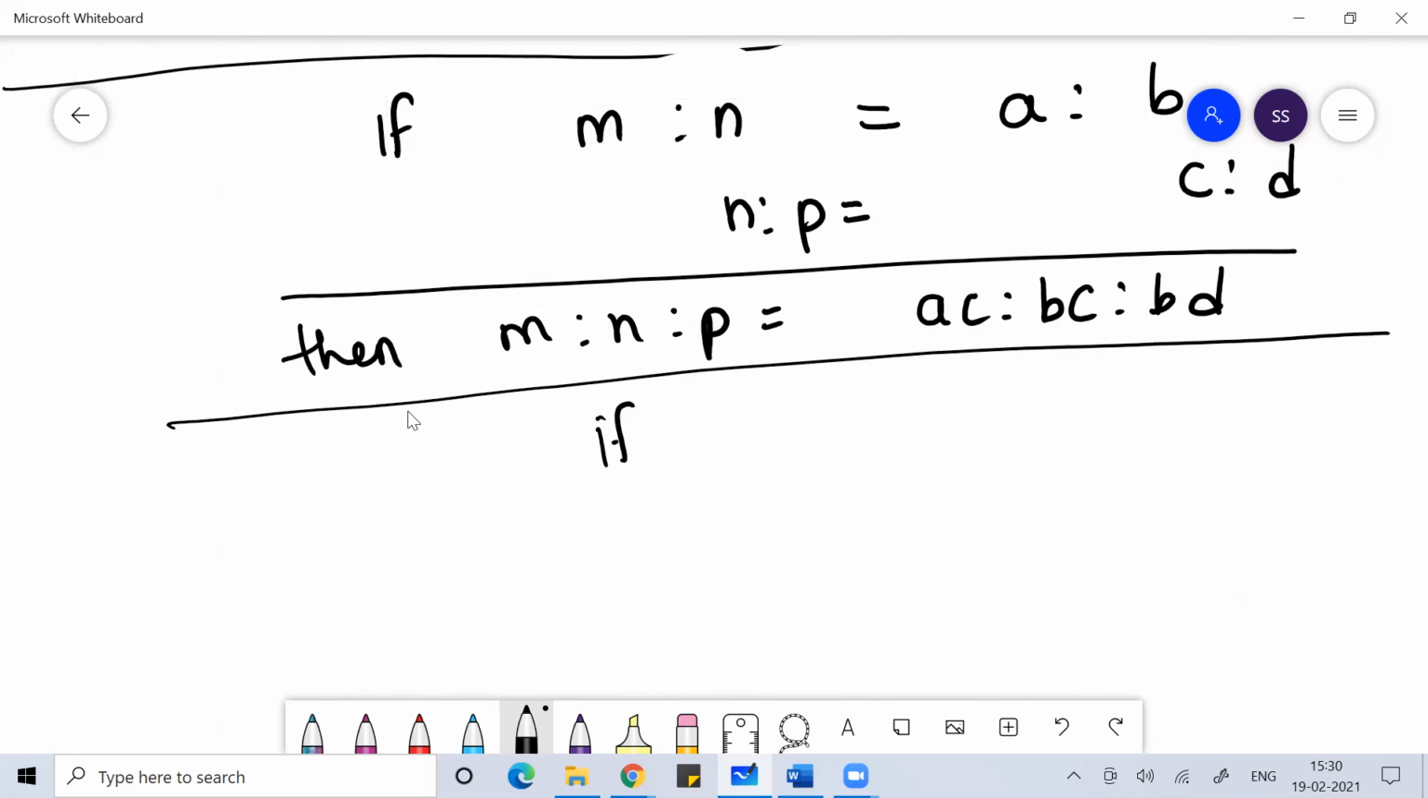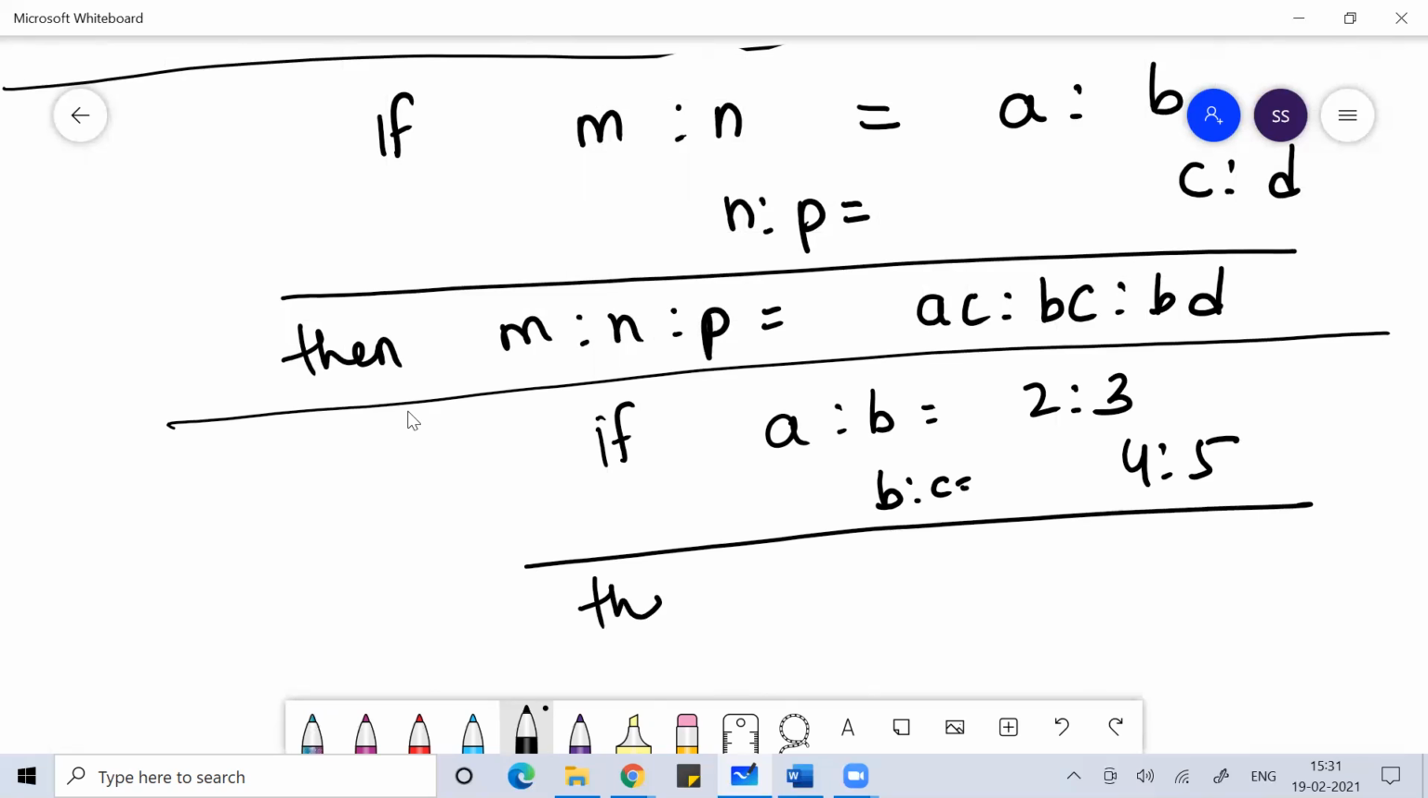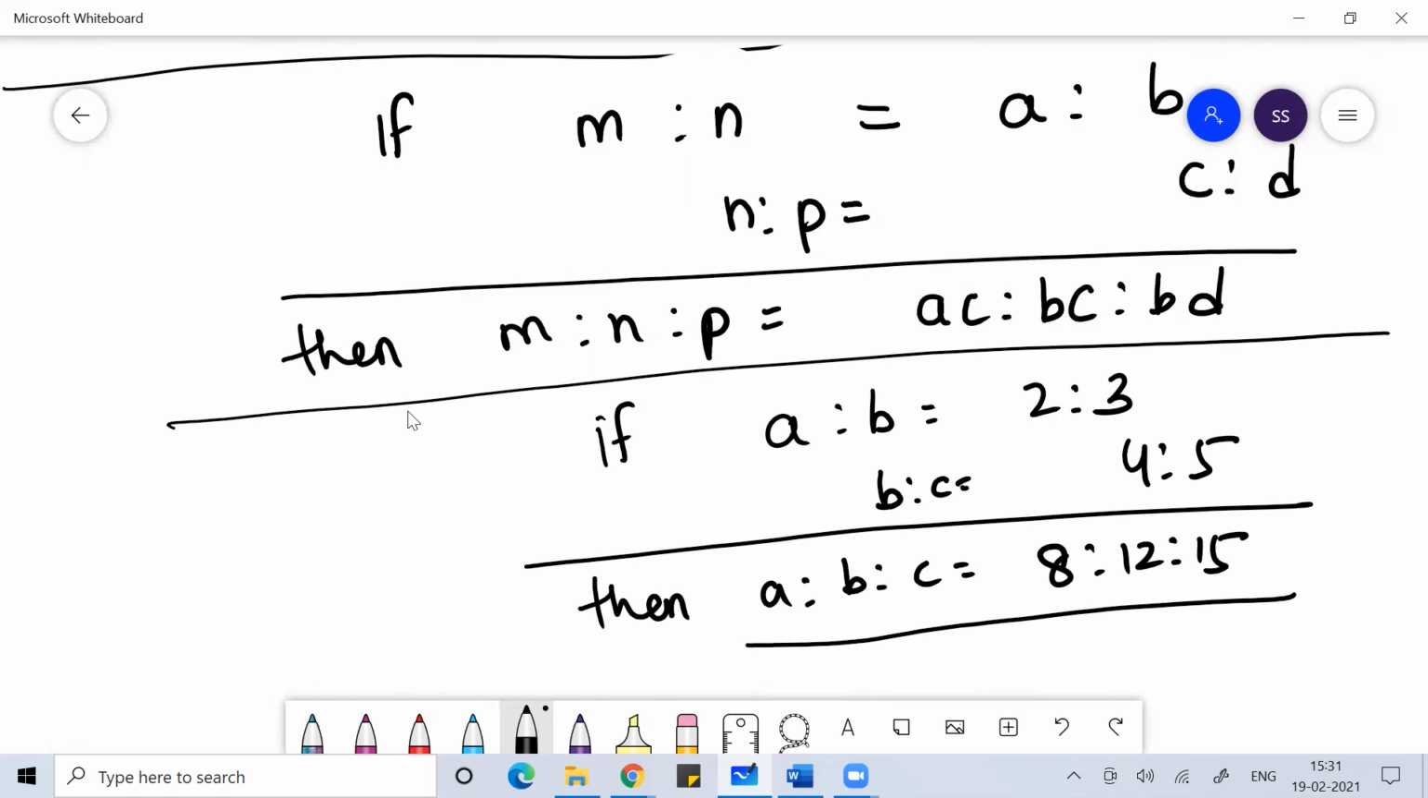So if A is to B is 2 is to 3 and B is to C is 4 is to 5, then A is to B is to C is equal to 8 is to 12 is to 15. Understand, very simple. You can do it using the LCM method, or you can do it another way.